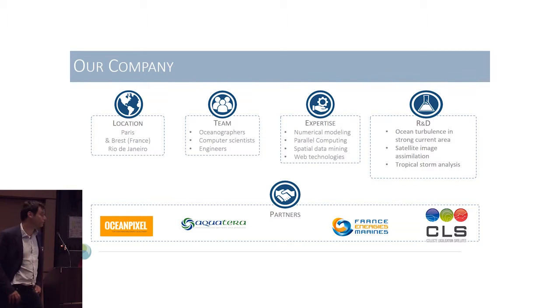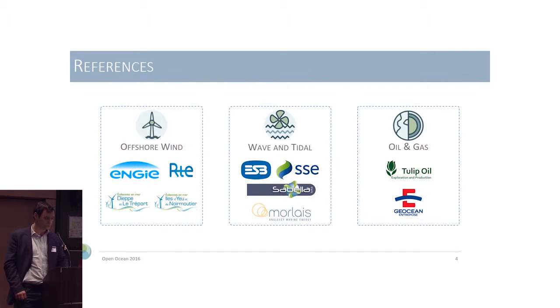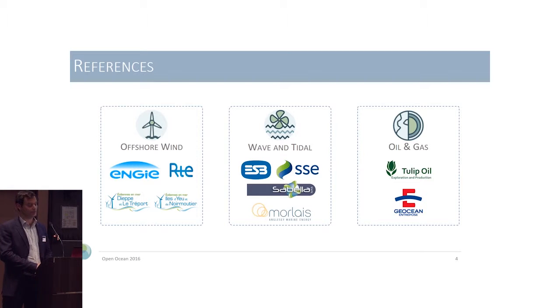So we also have partners for R&D, in this case CLS, but also France Énergie Marine. But we are also working with business partners such as Ocean Pixel in Indonesia and Aquaterra in the UK. We target three kinds of markets: offshore wind, but also wave and tidal. We started the company on the wave and tidal market. And we are now working also with the oil and gas industry, and you have a few references for each market on this slide.